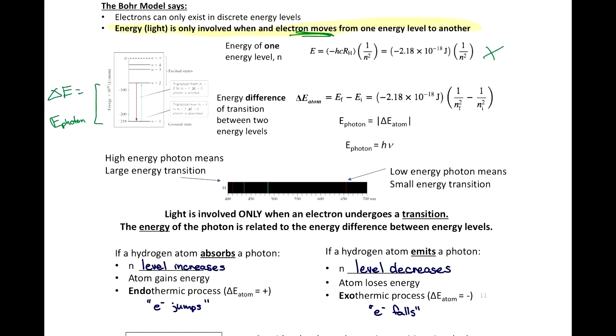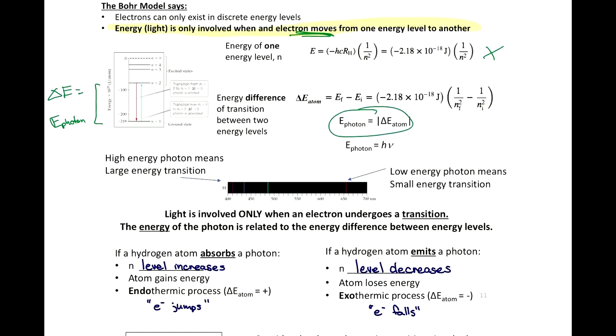So if we have a big drop from n equals 2 to n equals 1, then that means a large amount of energy is involved in that process. If I just have a tiny drop in energy from a higher level to a lower level, then the energy of the photon involved is also very small. So the energy difference of these transitions matters. And so you see that here.